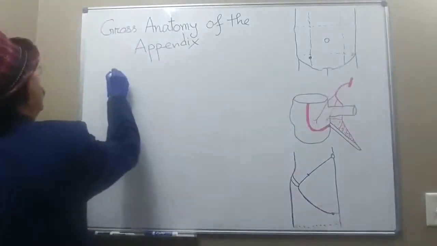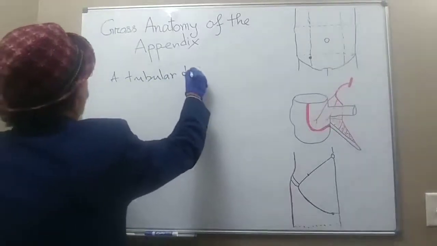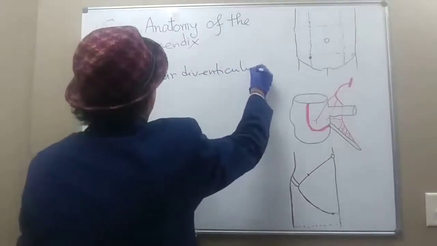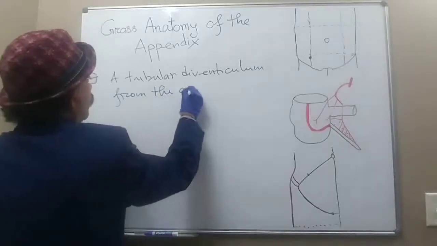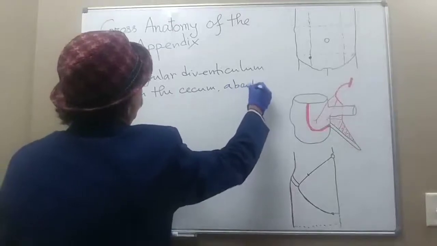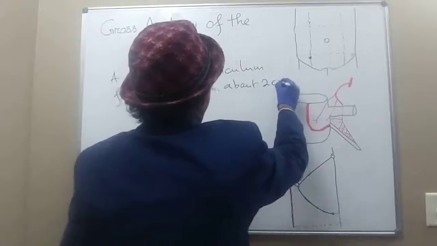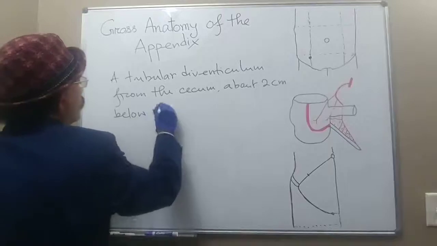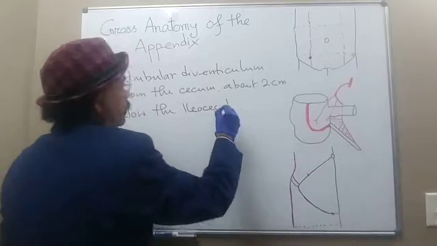So this is a tubular diverticulum or extension from the cecum, about 2 cm below the ileocecal junction.